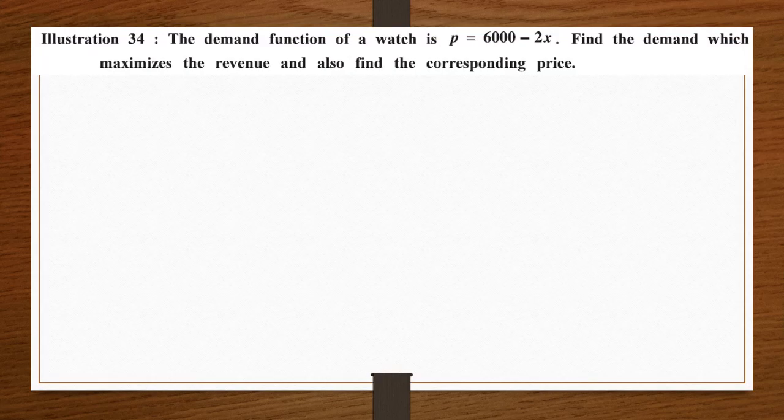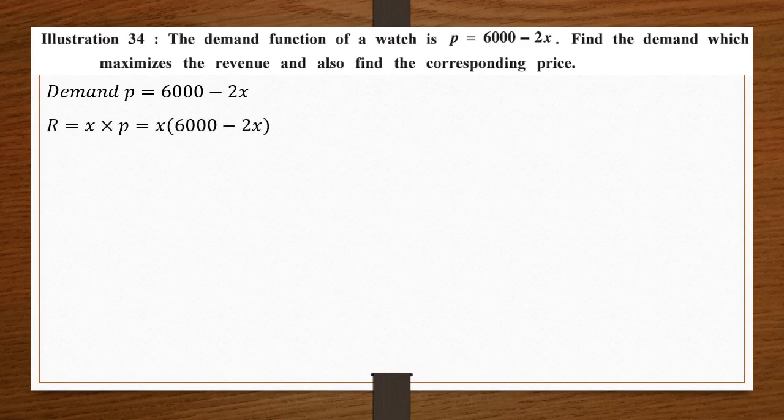Okay. Illustration 34. The demand function of a watch is P is equal to 6,000 minus 2x. Okay, that's the price. Small p is price, capital P is profit. Remember that. Find the demand which maximizes the revenue and also find the corresponding price. Okay, so first of all we will write down the demand, that is p is equal to 6,000 minus 2x. We need the revenue here, and revenue is x multiplied by p, that is x multiplied by 6,000 minus 2x, that is 6,000x minus 2x square. So the revenue function here is 6,000x minus 2x square.